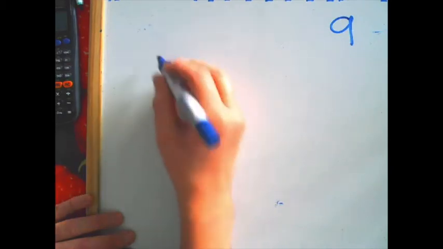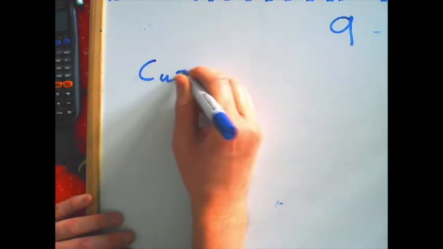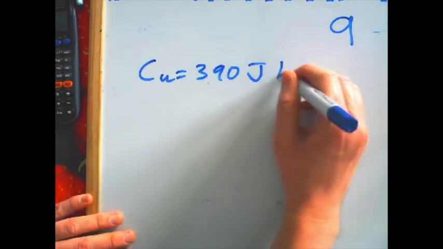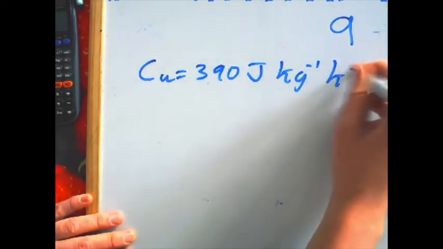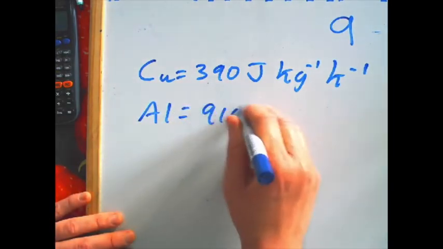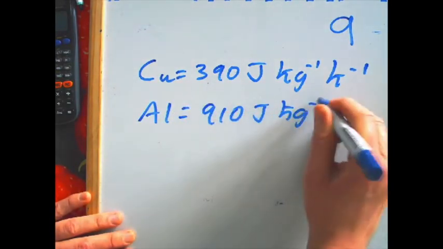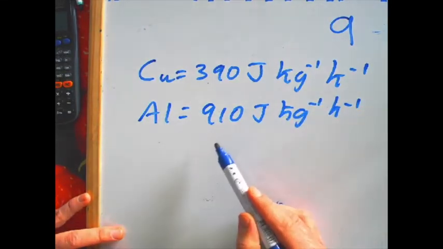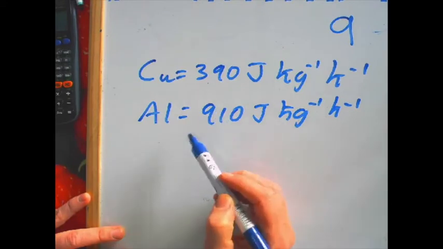Okay, first off, if they both started off at the same temperature, you could just look at their specific heat capacity. So for copper, that heat capacity is 390 joules per kilogram per Kelvin. Whereas for aluminium, it was 910 joules per kilogram per Kelvin.